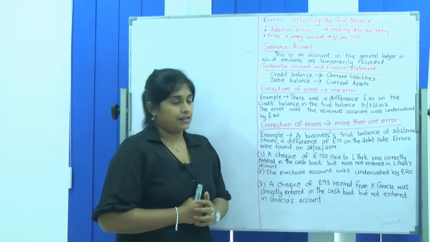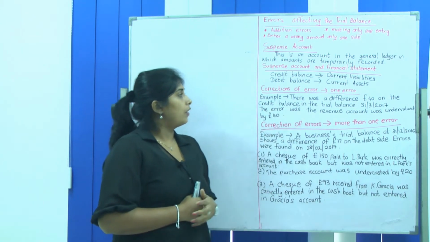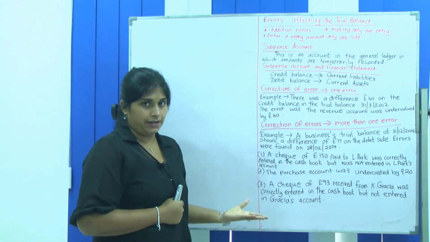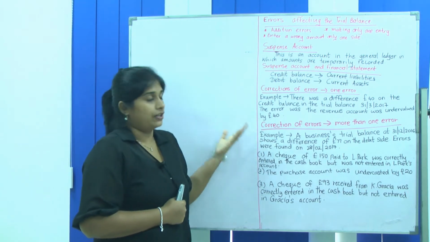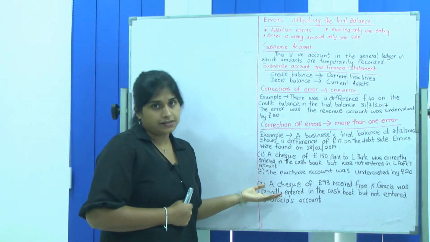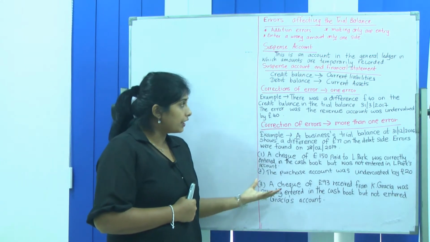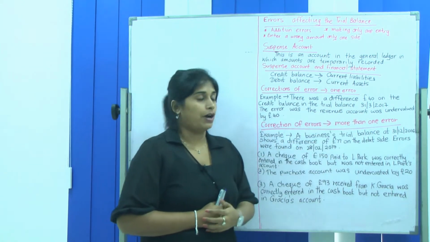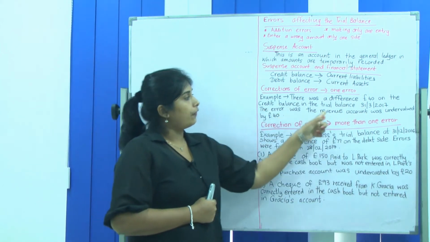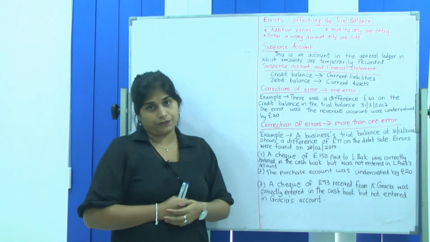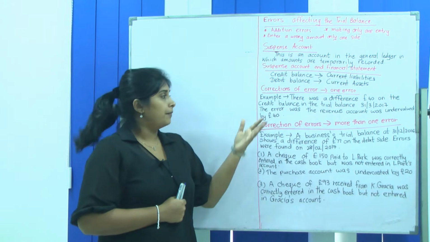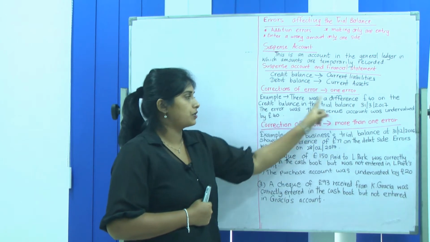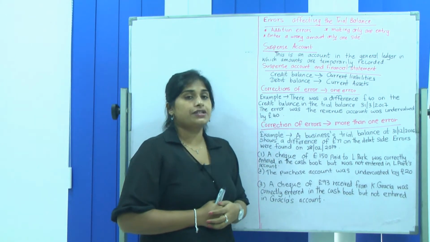There is an example here. There was a difference of 40 pounds on the credit side of the trial balance. That means when you are tallying the trial balance, the debit side had a greater value than the credit side. That means there was a shortage on the credit side of 40 pounds. The trial balance was on 31st March 2017. The error found was that the revenue account was undervalued by 40 pounds. Because of that, there was a shortage on the credit side of the trial balance.